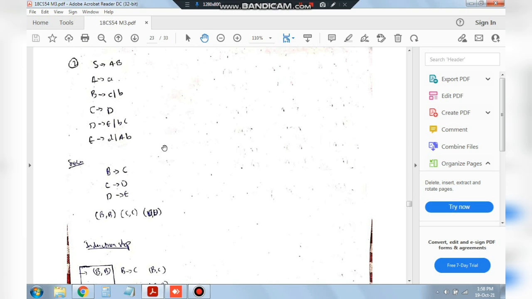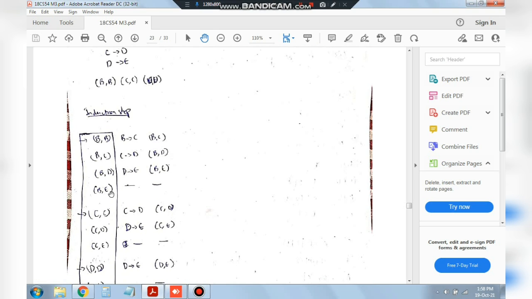Let's consider another example. Here are the letters which are given to us. Find out the unit productions: B goes to C, C goes to D, and D goes to E. These are all the unit productions. Write B comma B, C comma C, D comma D. After that, do the induction step: B with C, B with D, B with E. Find out which are all possible and write down the combinations here.